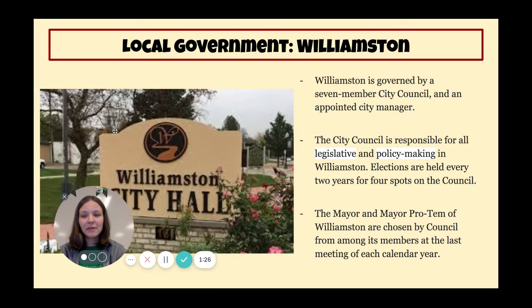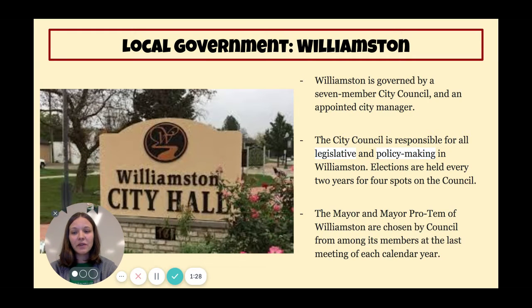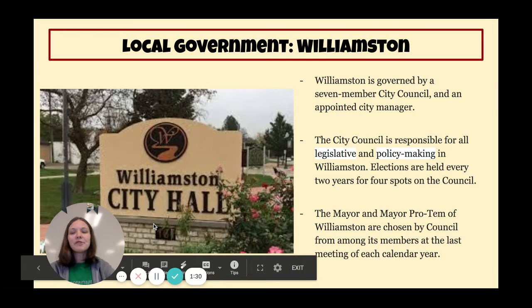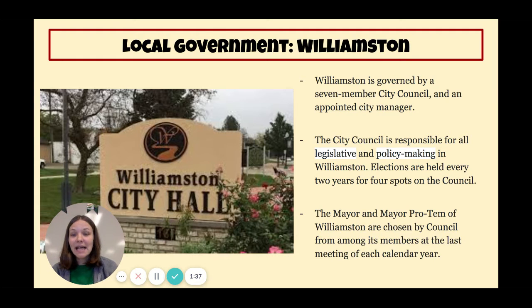All right, so continuing on, you might have seen the City Hall if you've driven through Williamston at all. The City Hall is where all of the local government takes place. Williamston is governed by a 7-member city council, and they have an appointed city manager. So what that means is that there's someone in charge, and then below them there are members on the city council. Whenever they want to vote on something or get something planned or passed, they all have to meet together and vote on it to make sure that it's passed.